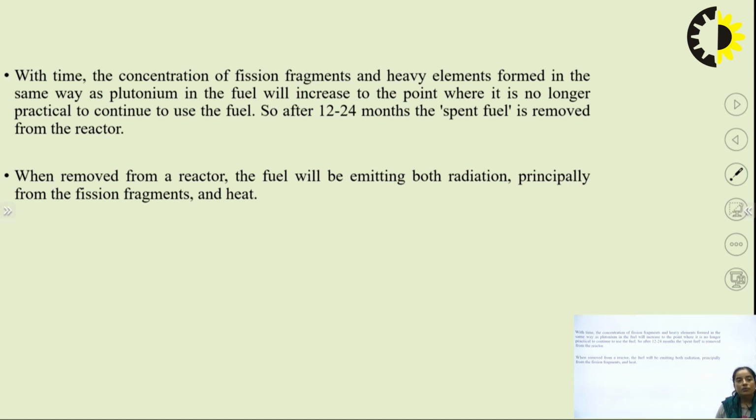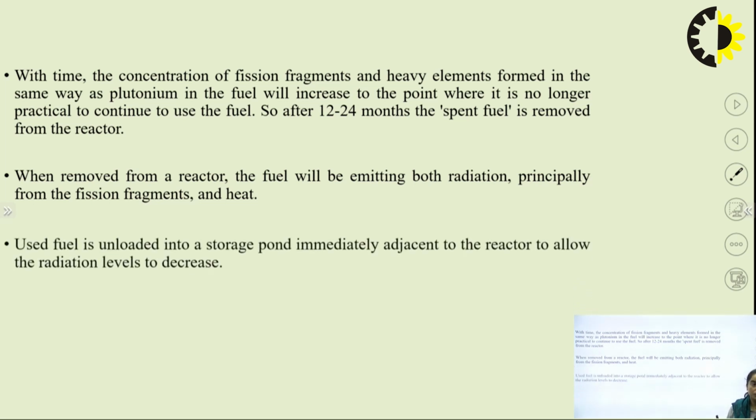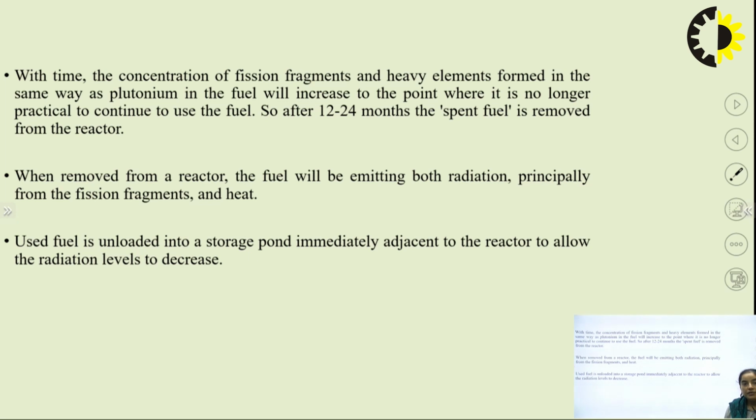So when removed from the reactor, the fuel will be emitting both radiation, principally from the fission fragments, and heat. Used fuel is unloaded into a storage pond immediately adjacent to the reactor to allow the radiation level to decrease. Okay, so used fuel will be dumped into the pondage.